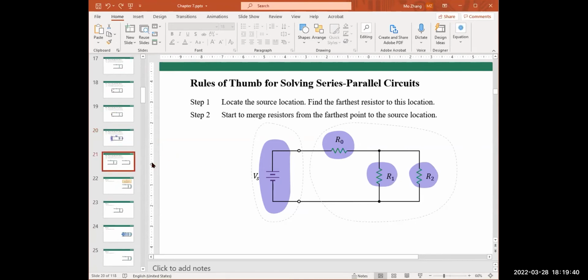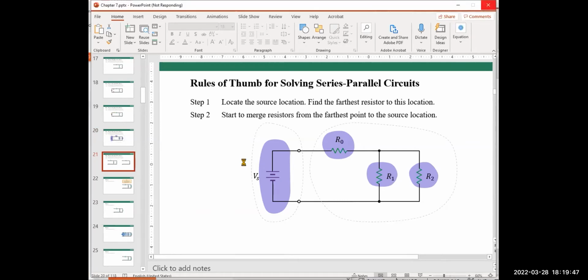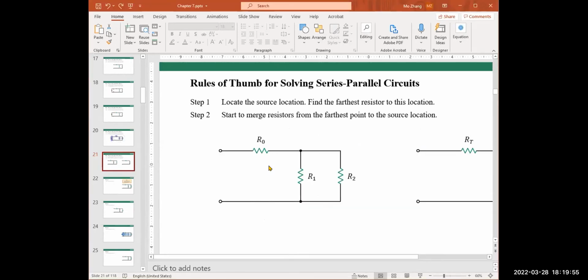Okay, now here is our example. Looks like my computer stuck a little bit. Let's wait a few more seconds. Wow. Okay, now it works.